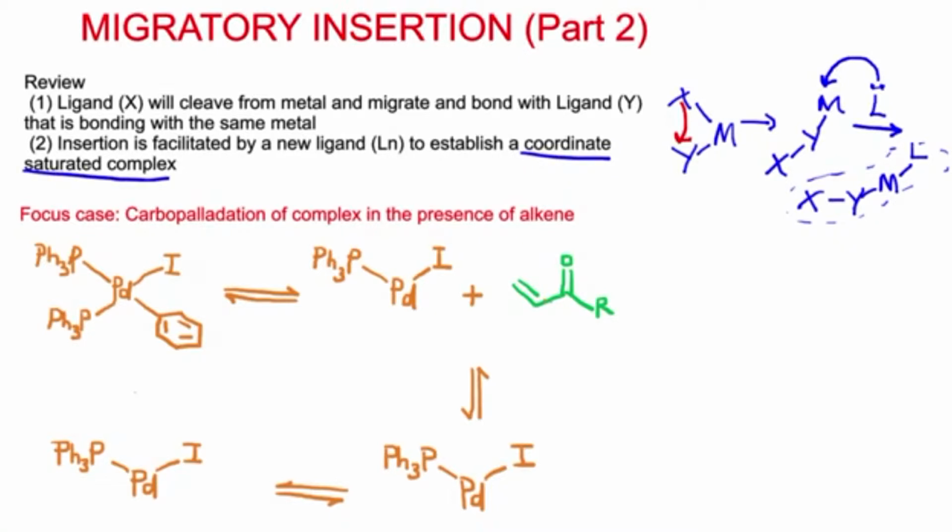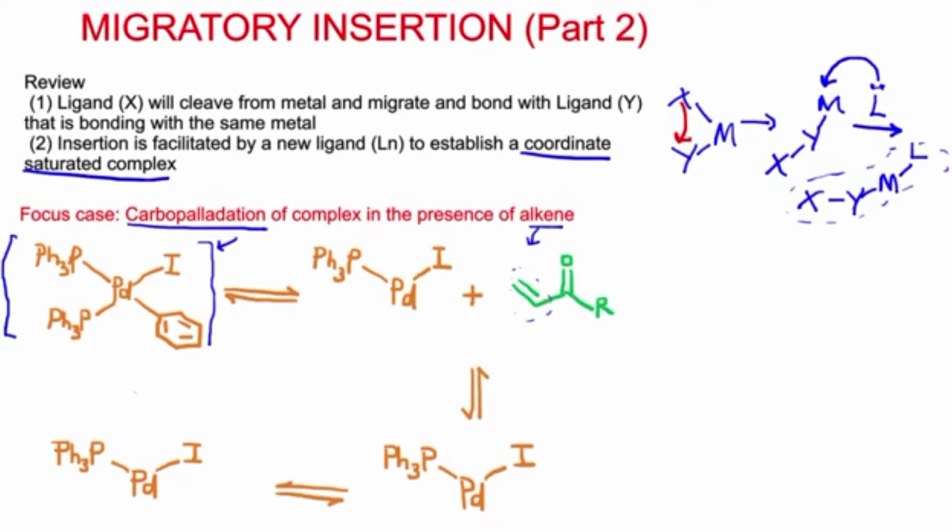Now that is out of the way, we're going to apply this concept to a focus case, the carbopalladation of a complex. In this case we have this particular complex, which will perform a migratory insertion reaction in the presence of an alkene, which is located in this region of the compound. So let's focus on this complex.